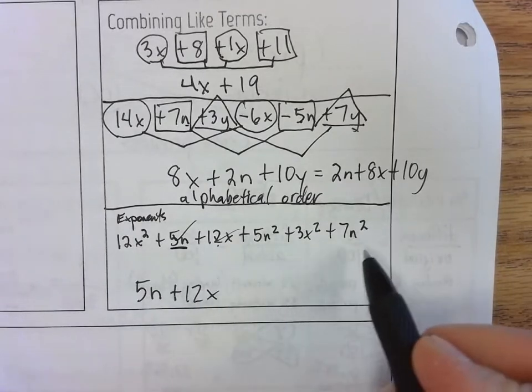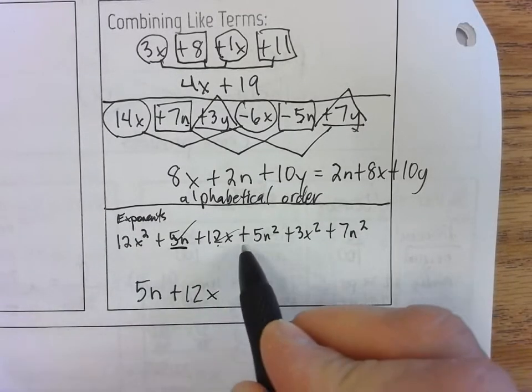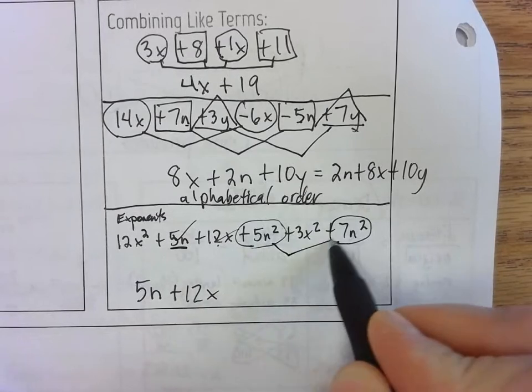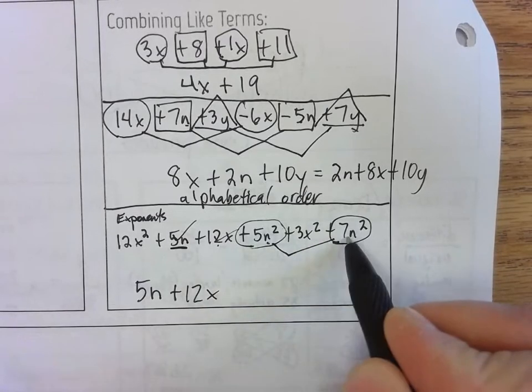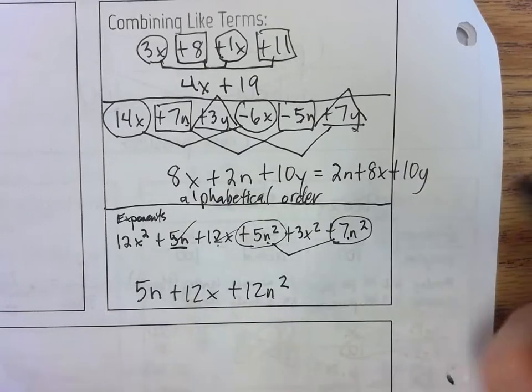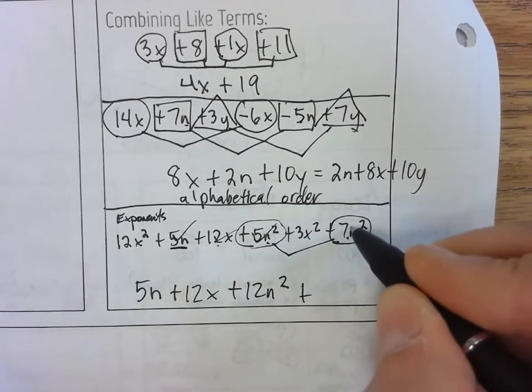Now, let's start to see if we see some n squareds. I do. I see some n squareds there and some n squareds there. So I'm going to add those together. 5n squared plus 7n squared would give me 12n squared. All right, so I got them out of the way.